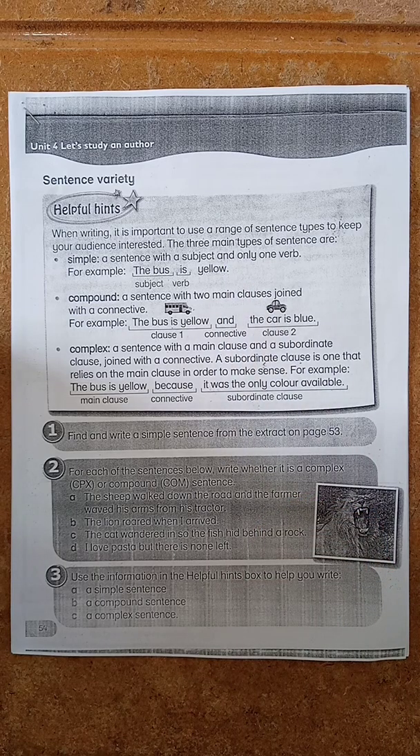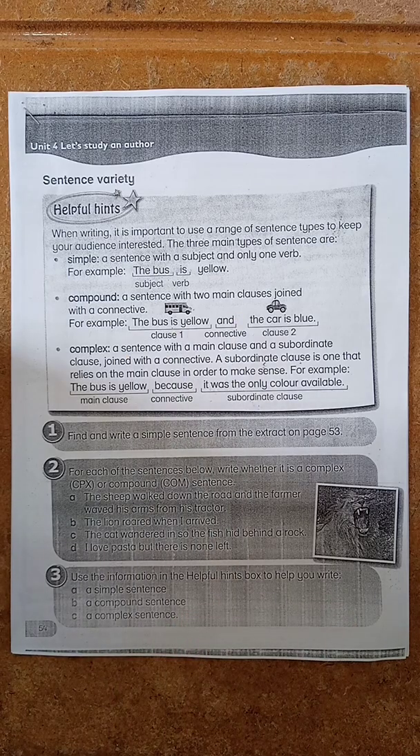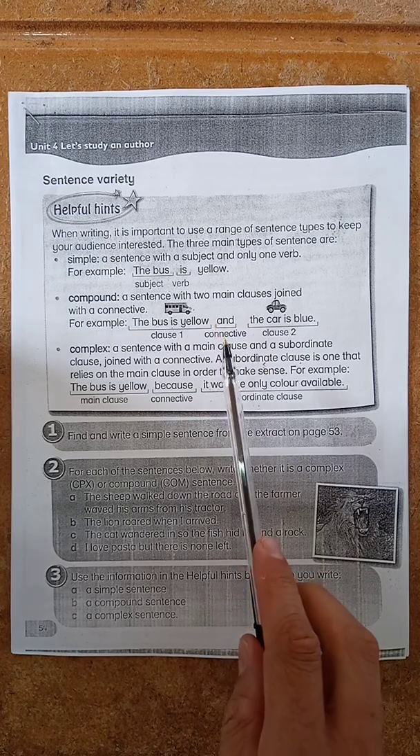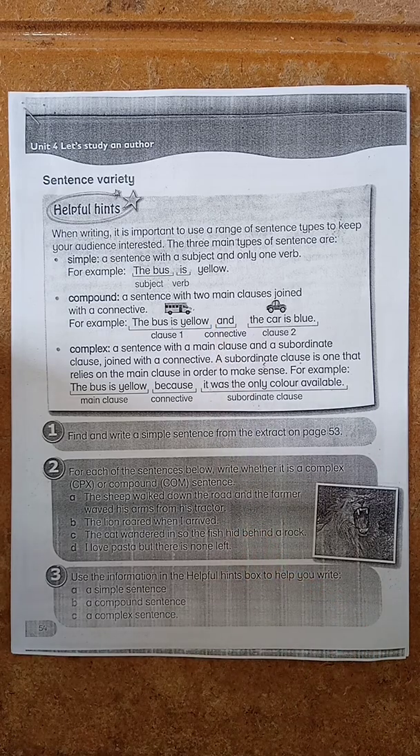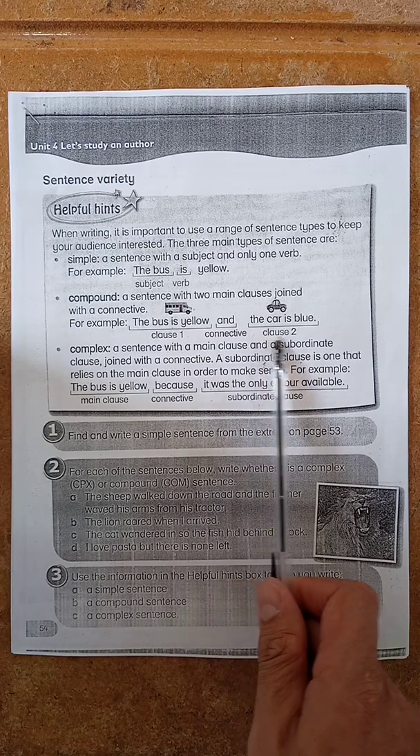Now, in order to give a bit more information and to make it a bit more interesting, we can turn this into a compound sentence. Now, it says here a sentence that's compound has two main clauses, or two main parts, joined with a connective. Now, we know lots of nice connectives. We know and, then, but, if. But in this case, we're going to use the connective and. So a compound sentence reads, the bus is yellow and the car is blue.